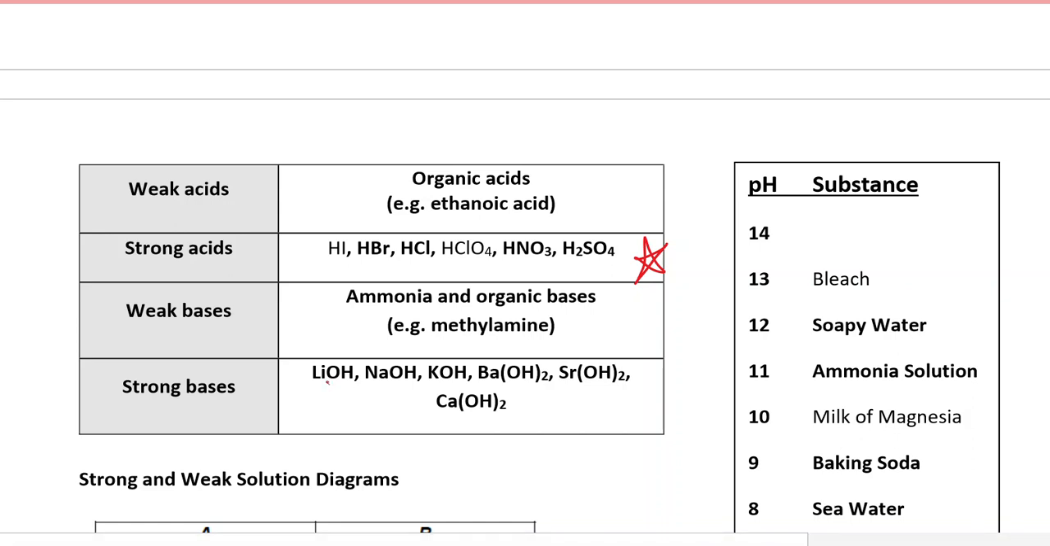Bases, it's similar. Bases have the hydroxide associated with them. So strong bases generally have the hydroxide. Weak bases don't, so they have other things in there that identify them as a weak base.